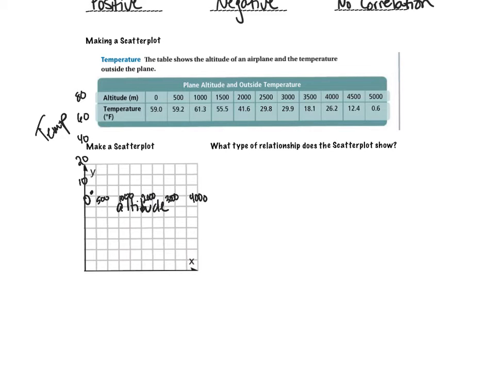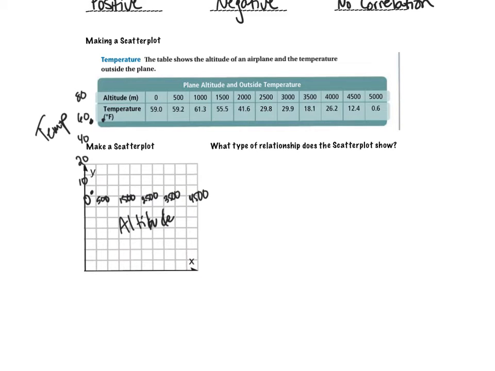And then I'm just plotting these points, right? So at 0, it's about 59 degrees. At 500, we're a little bit warmer, right? It's about the same. At 1,000, you get a little bit above 60. Oh, that's why that's wrong. Hold on. Just notice that my scale is a little bit off. There we go.